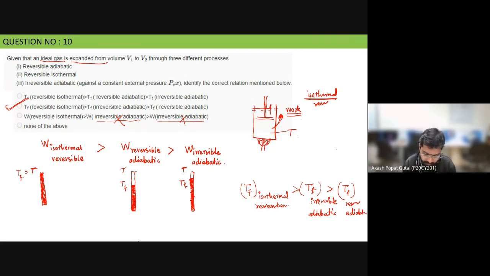Actually, the system will lose heat, and the decrease in temperature only happens in adiabatic systems. Isothermal is whatever the temperature is initially, that will stay constant, even though it does more work.